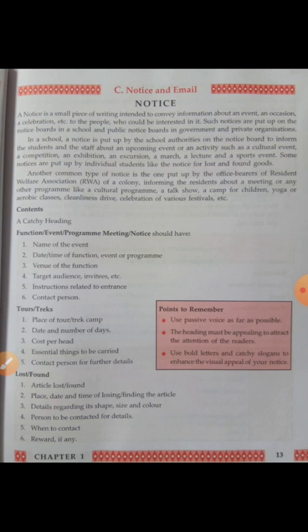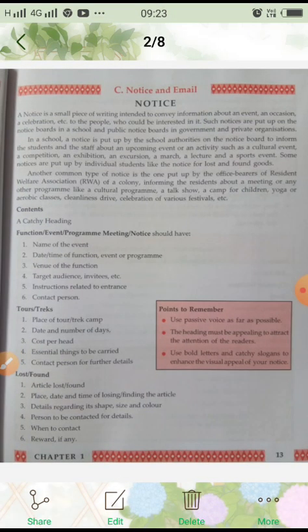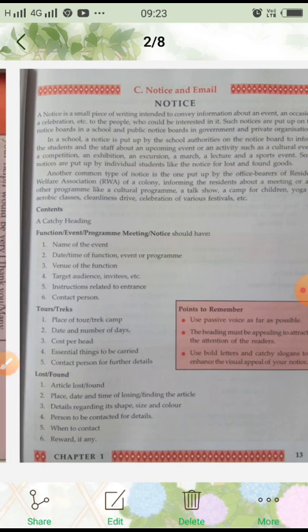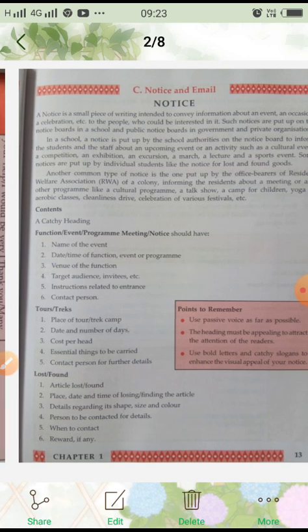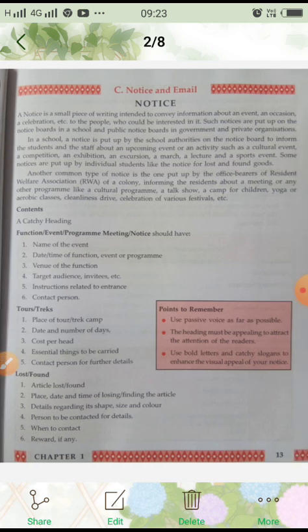Now the second paragraph. In a school, a notice is put up by the school authorities on the notice board to inform the students and the staff about an upcoming event or an activity such as a cultural event, a competition, an exhibition, an excursion, a march, a lecture, and a sports event. Some notices are put up by individual students, like the notice for lost and found goods.